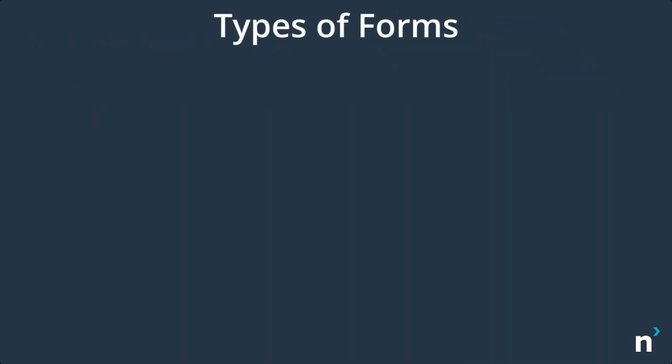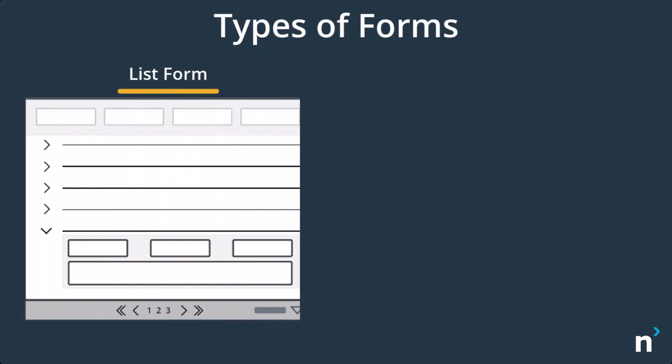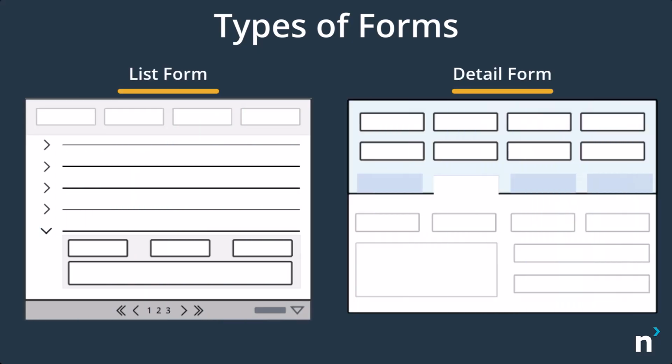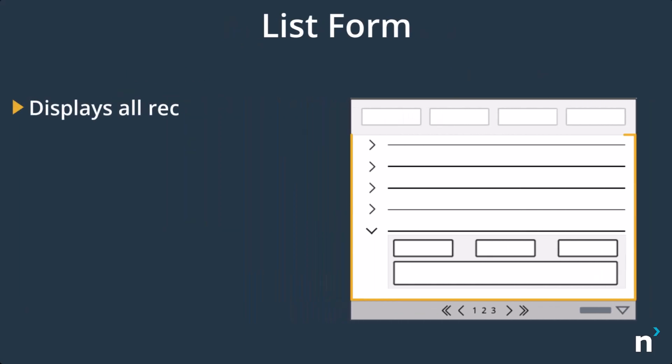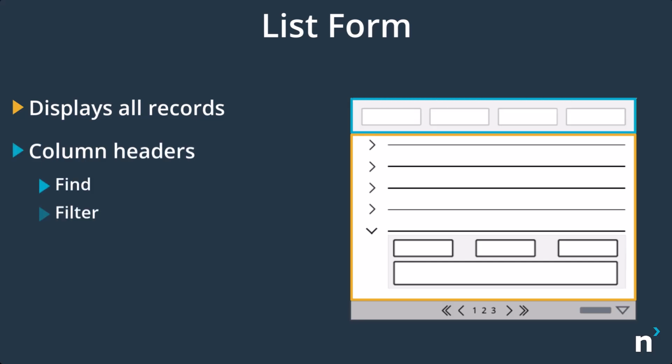The application can display the information in two different types of forms: list form or detail form. A list form displays all the records in an application with column headers that allow you to find, filter, and search for specific records. List form may also have an expansion toggle to display more information for the listed records.